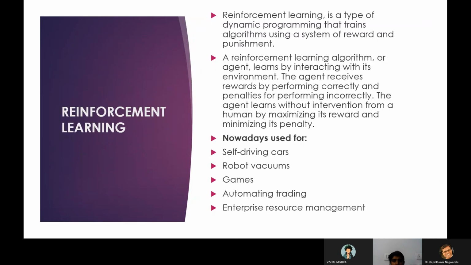Next is reinforcement learning. It is a type of dynamic programming that trains algorithms using a system of reward and punishment. A reinforcement learning algorithm, or agent, learns by interacting with the environment. The agent receives rewards for performing correctly and penalties for performing incorrectly. The agent learns without intervention from a human by maximizing its reward and minimizing its penalty. Nowadays, it is used for self-driving cars, robo vacuums, games, automating trading, enterprise resource management.